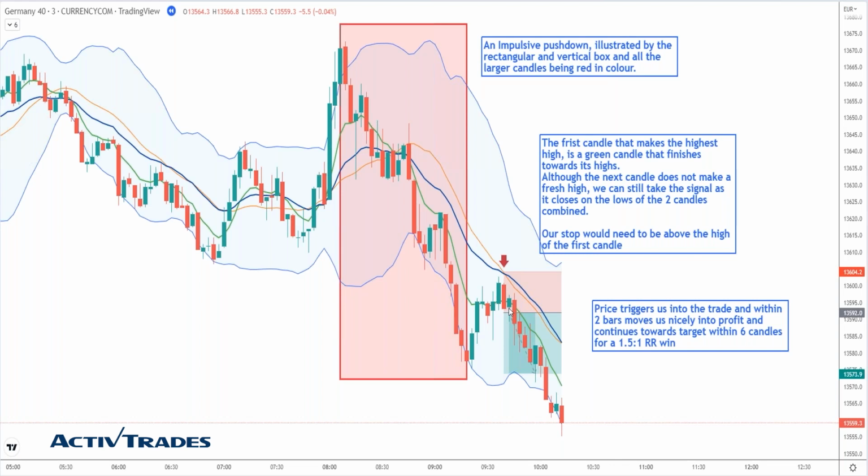If you have a strict rule based, I mean, this isn't a clear mechanical system like some people profess to have, but it is a fairly clearly defined set of rules. Impulsive move, yes. Corrective move back to the moving averages, yes. Signal candle, yes. Right, then I have to execute the trade.